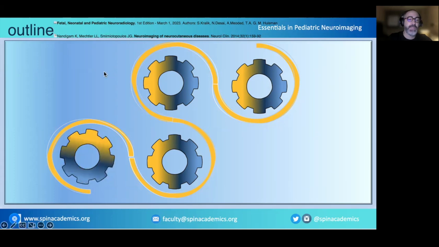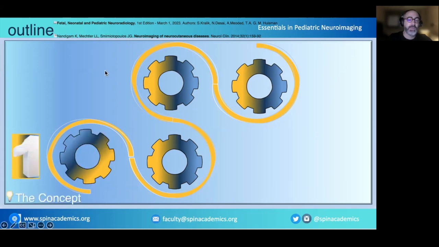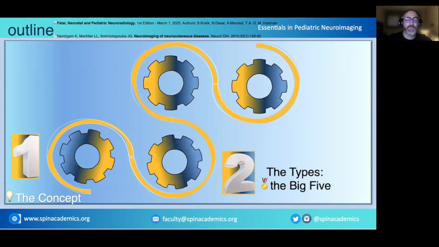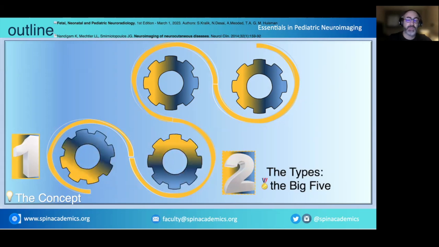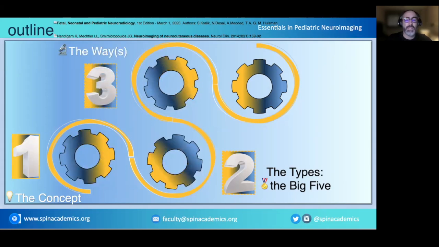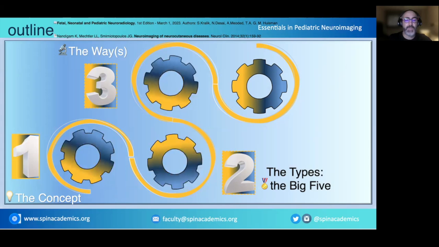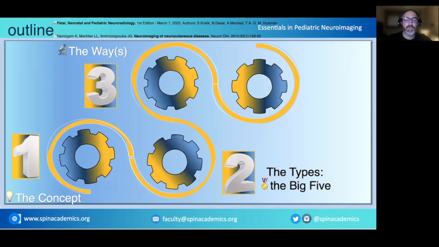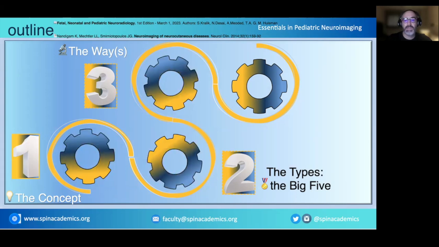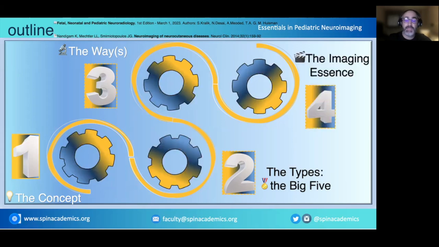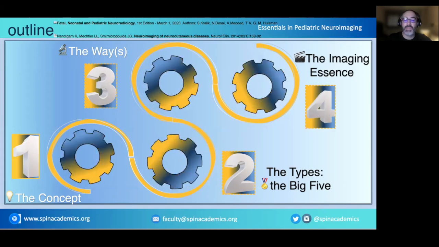So the main scheme is, first I will talk about the concept of neurocutaneous syndrome. After that, we mention the big five, the most relevant phacomatosis. Third, the new concepts related with the pathways that are implied in this type of pathologies, just briefly, because it's not the most important thing of this lecture as radiologists, but we have to know. And then the imaging essence, that means the most relevant neuroimaging findings.